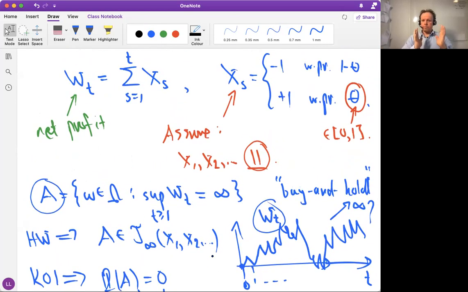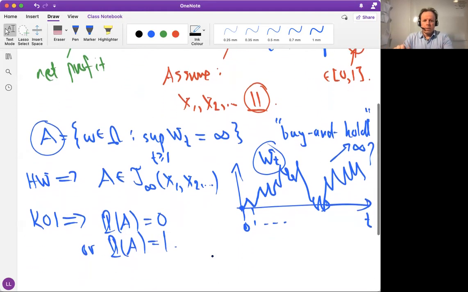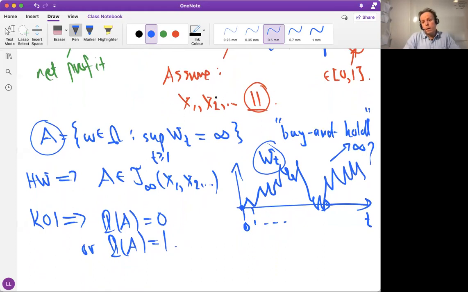So either in the long run you get infinite profit or you don't. But Kolmogorov tells us that there's no randomness in this question. Either this happens surely or it surely does not happen. And we can apply this when we assume that these random variables X1, X2, etc. are independent. This is true for any theta. And so this is why Kolmogorov's theorem is so fundamental. It tells about this type of things.